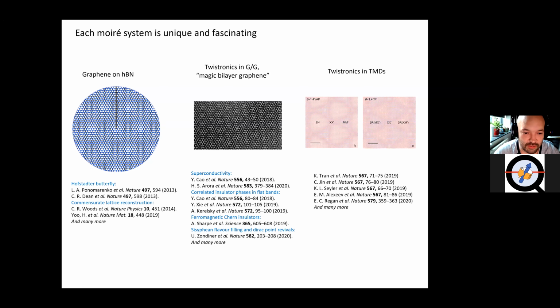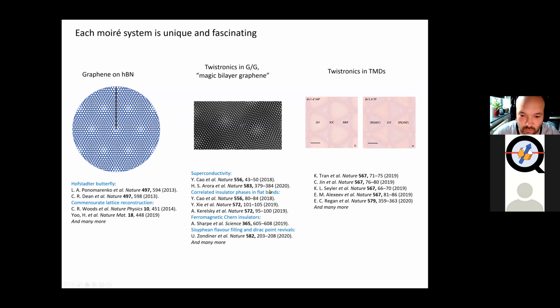Then sometime later in 2014, there was a discovery of so-called lattice reconstructions in the same system, which we will be talking today quite a lot about. And then the field sort of coasted for a while, and around 2018, MIT group published two large papers in Nature declaring superconductivity and correlated insulating states in twisted bilayer graphene at a specific twist angle, which is called magic angle. And from that point, there was a huge influx of research groups and activity in the field.